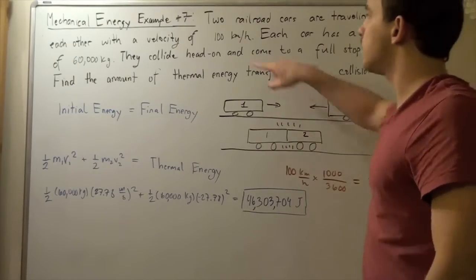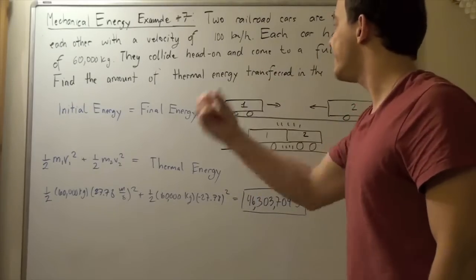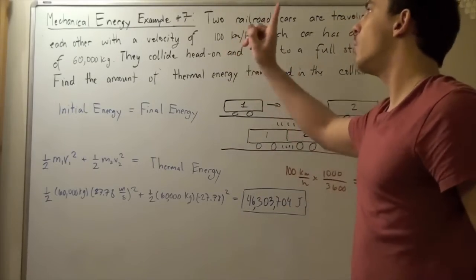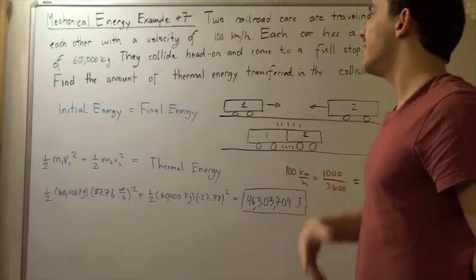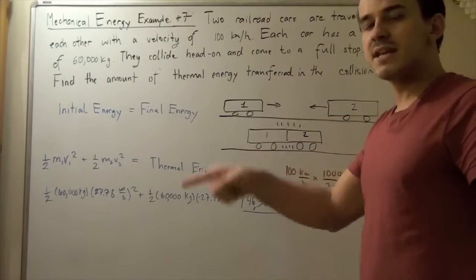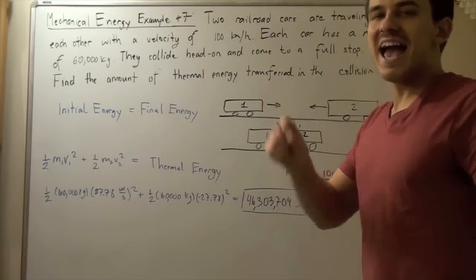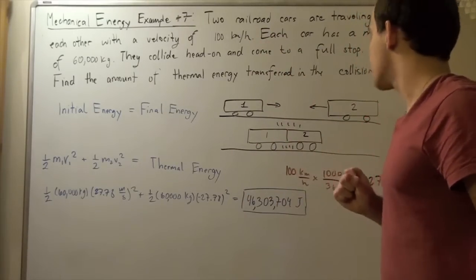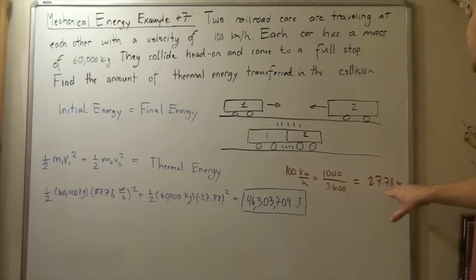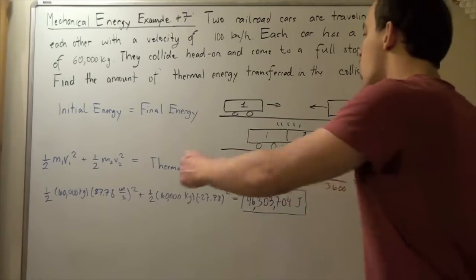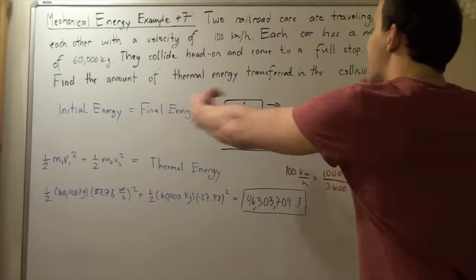So the first step is to convert our velocity into meters per second, because we're going to need that. The way we convert that is simply multiply by 1,000 because there are 1,000 meters in a kilometer, and then divide by 60 times 60, or 3,600, because there are 60 seconds in a minute and 60 minutes in an hour. So 100 times 1,000 divided by 3,600 gives us 27.78 meters per second. So our two cars are traveling with 27.78 meters per second of magnitude in different directions.